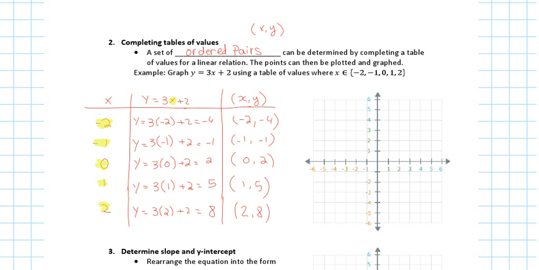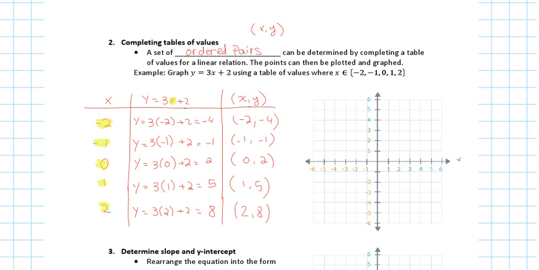Okay? So you see now I have 5 points that I can put on my graph. They should be a straight line. If they're not a straight line, then I've done something wrong. So let's start with the first point, negative 2, negative 4. Eyes on me please. You're going to start on the x. So on the x, negative 2 is right here. And because my y value is negative 4, I have to go down to the negative 4.